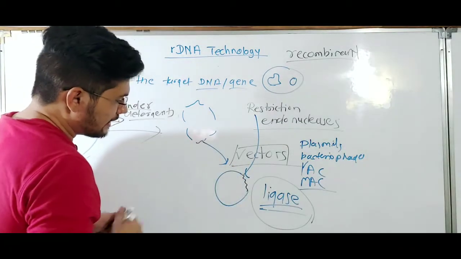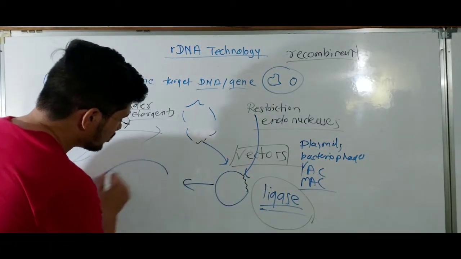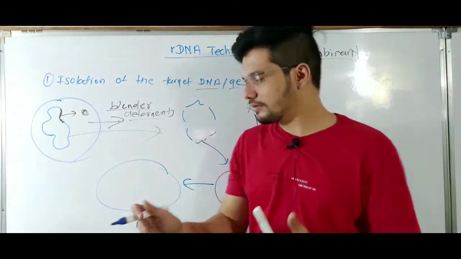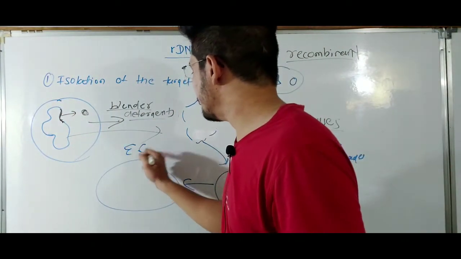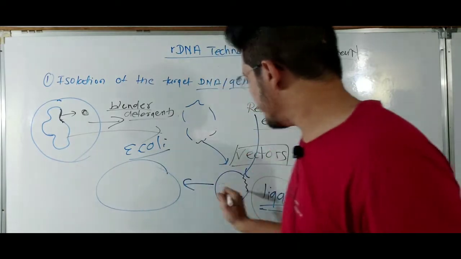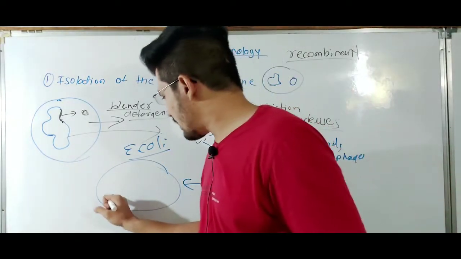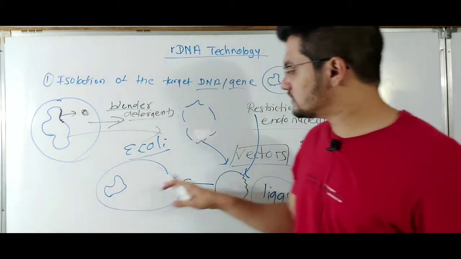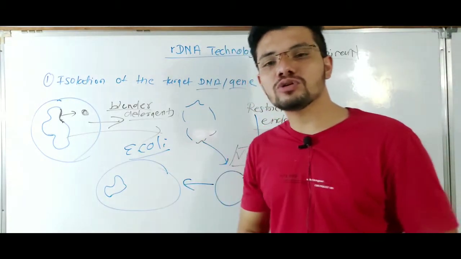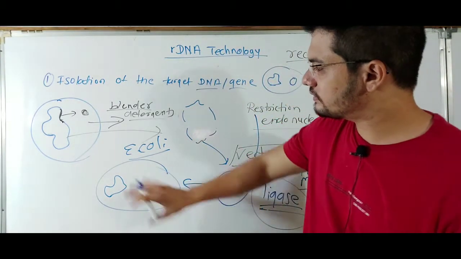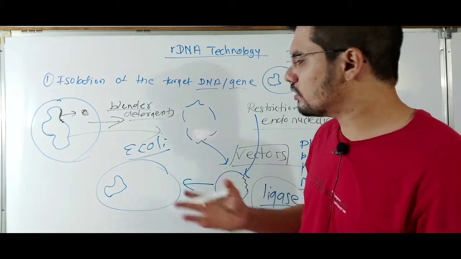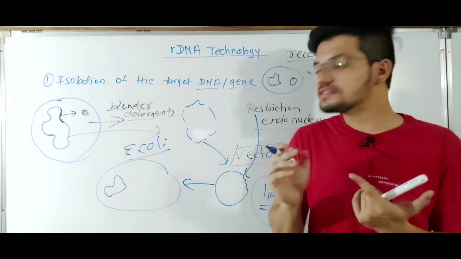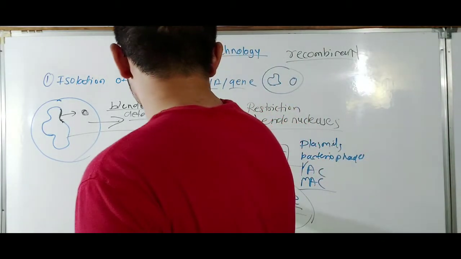This recombinant DNA will be transported to the host bacteria, which is here. Let's say E. coli. E. coli is the bacteria, and this rDNA. So this E. coli will have its own genome, and this rDNA will be injected or transferred to this E. coli, and this E. coli will take that rDNA inside it, and that process is known as transformation.